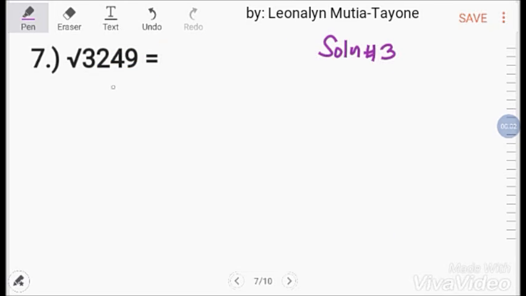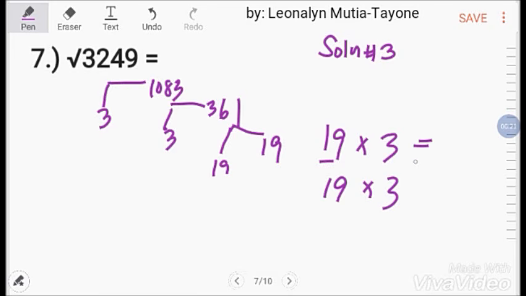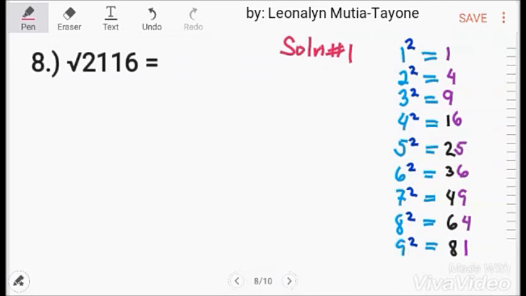Solution number 3. Kunin natin yung mga prime factors. Ang 361 ay perfect square siya ng 19. Dalawang 19. So, tig-isa siya. Dalawang 3. So, tig-isa sila. 19 times 3, and that is 57. So, 57 ang sagot. Number 8, square root of 2,116.